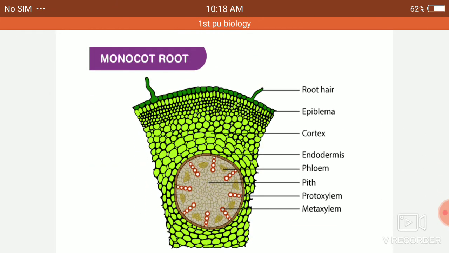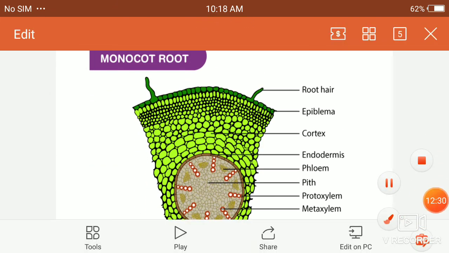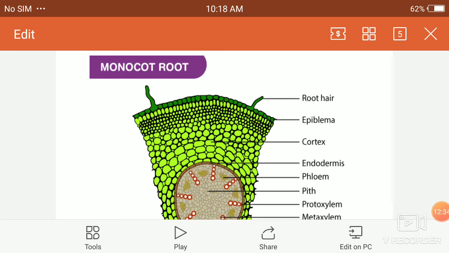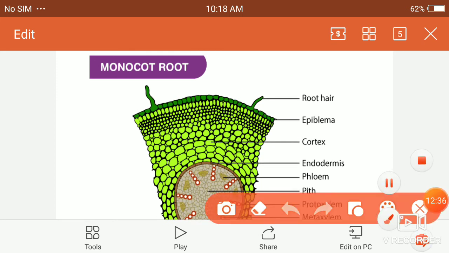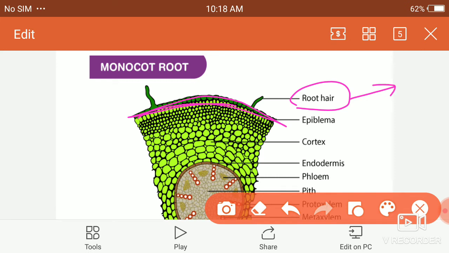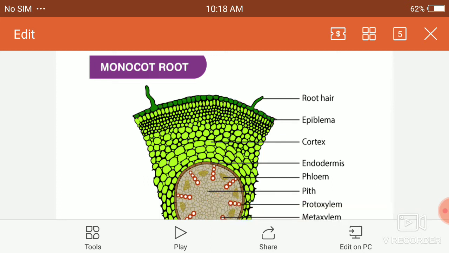So in the case of the monocot root, you can see the same epidermis, which consists of a single layer of epidermal cells. The next is the root hair, and that root hair helps in the absorption of water and minerals from the soil, the same as in a dicot plant.